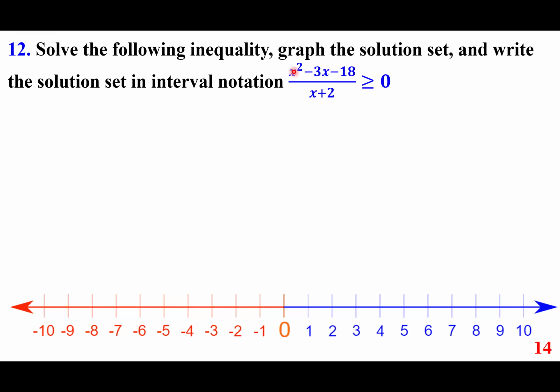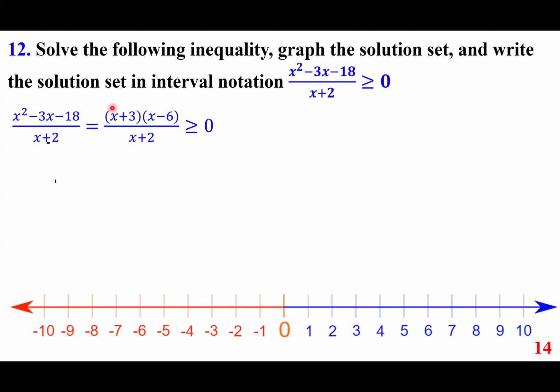So the best course of action is to make sure the top and the bottom are both in factored form. If you look at the top, since this is x squared, you want two numbers. The product is negative 18. The sum is negative 3. So you get positive 3 and negative 6. And now that it's in factored form, you set the top 0, the bottom 0, and they become your critical points that you got to pay attention to.